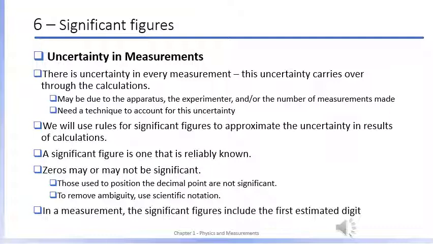What is a significant figure? A significant figure is one that is reliably known. We are sure of this number. You should know that zeros may or may not be significant. Those used to position the decimal point are not significant. To remove ambiguity, use scientific notation. So when you are calculating the significant figures, you should use scientific notation. In a measurement, the significant figures include the first estimate.